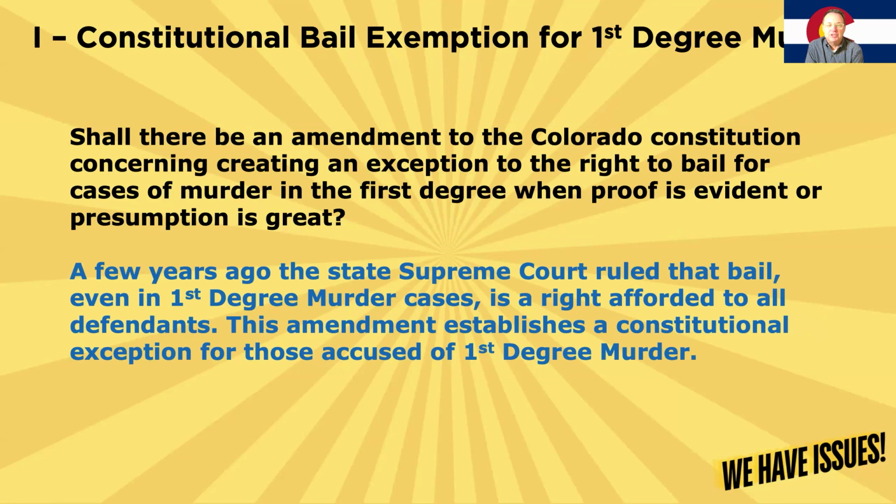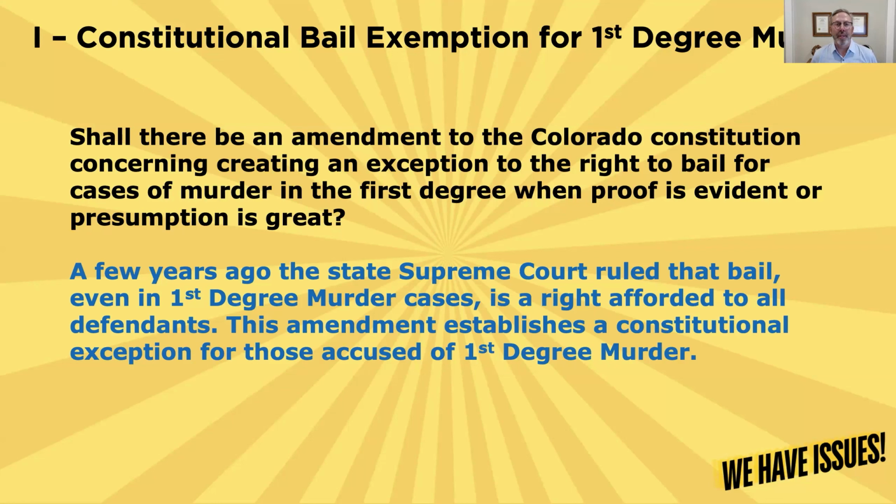Okay, constitutional bail exemption for first-degree murder. That kind of sums it up. Well, what gets me on this one is the fact that we actually need to have this. I think it's ridiculous that we do need to have it. And I'm definitely climbing the mountain on this one. But in Colorado statute, it says there are certain offenses that if you commit them, you're not eligible for bail. You just can't get bail at all.